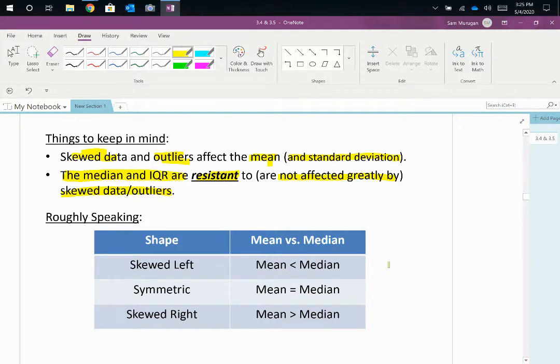If data is skewed to the left, it means the mean is less than the median. If it's symmetric, the mean is equal to the median, and if it's skewed to the right, the mean would be greater than the median. Keep this table handy because you will have to answer some questions in your homework that are based right on this table and the information that I'm highlighting.